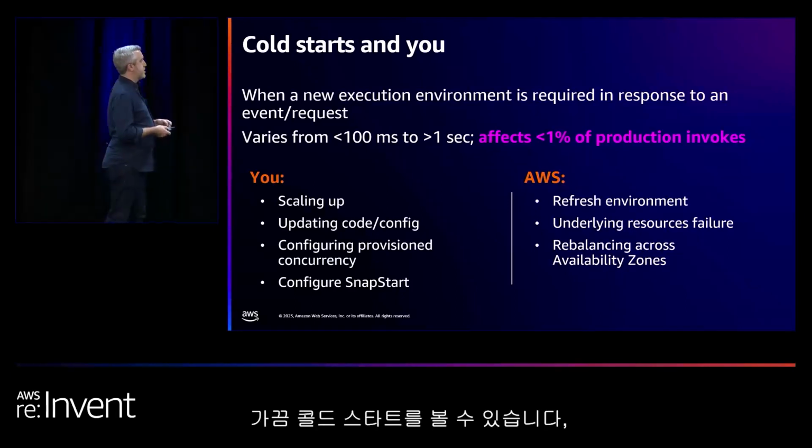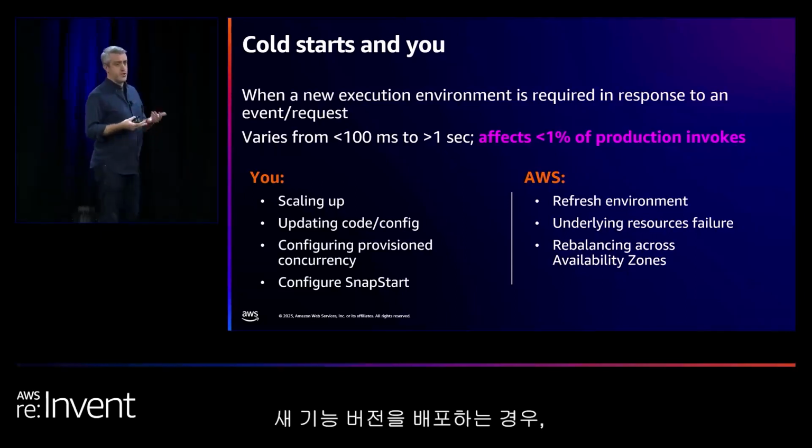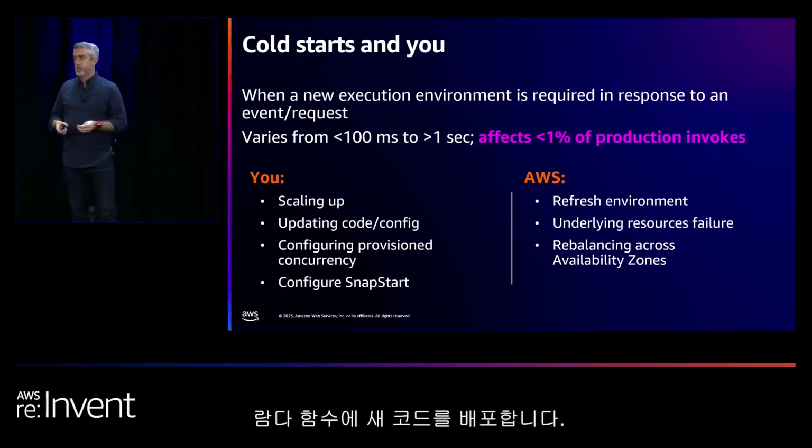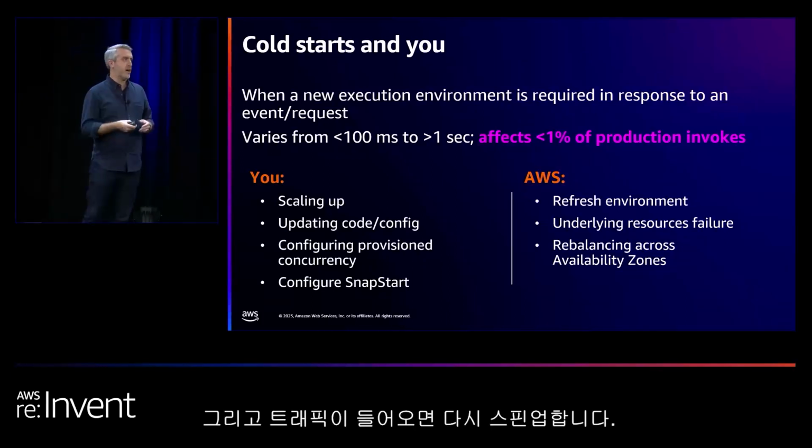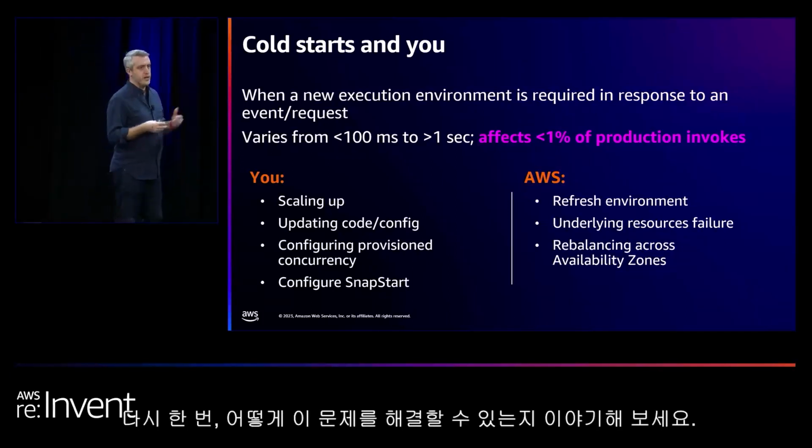Other times that you'll see cold starts: if you deploy new function versions, you deploy new code to your Lambda functions, that's going to cause us to basically swap out the environments for you, and then they'll spin back up as traffic comes into them. Again, we'll talk about how you can get past that as well.